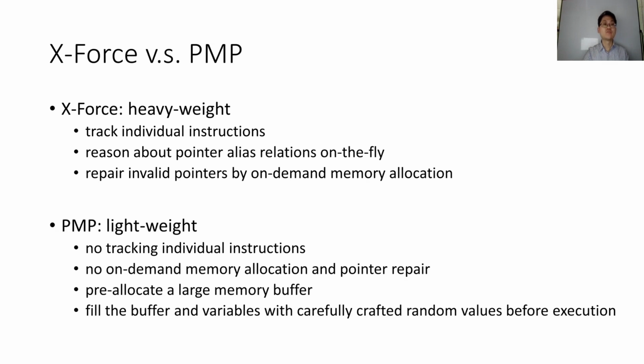To make force execution more practical, we propose a lightweight solution called PMP that does not require checking individual instructions. Neither does it require on-demand memory allocation and pointer repair. Instead, it achieves crash-free execution by pre-allocating a large memory buffer and then initializing the buffer and variables with carefully crafted values in a random fashion before the real execution. In this way, a force execution is very similar to a native one.